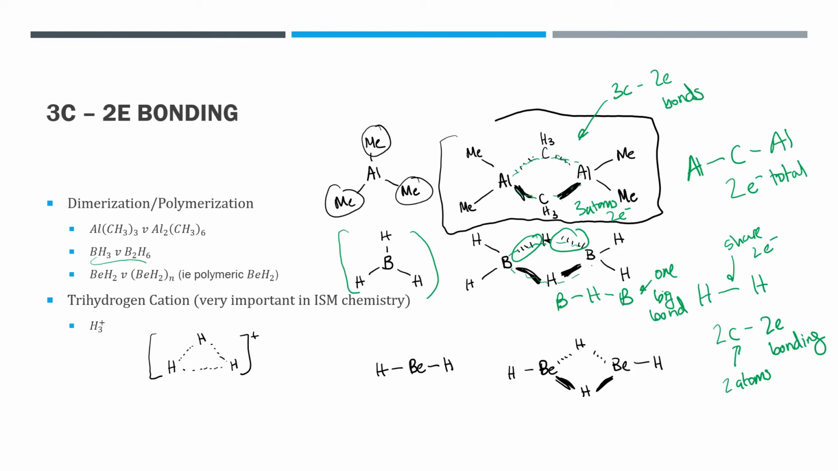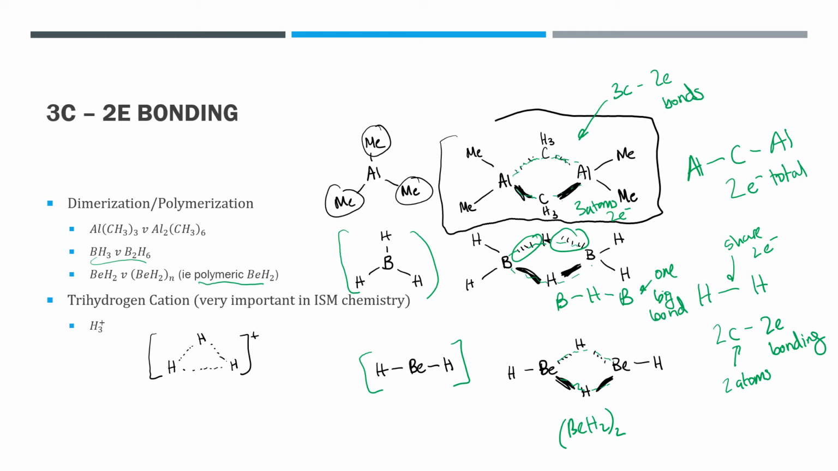Next, there's just one last example. It's very, very similar to the BH3 versus B2H6. Here we have BeH2. So here we can see a normal Lewis structure. And this is polymeric BeH2, but here I've just drawn Be2H4. So this is n equals 2, but you can draw this multiple times for n equals 3, 4, 5, etc. So you can see that in these bridge bonds, you always want to look for the bridge bonds because this is where you see the 3-center 2-electron bonds.